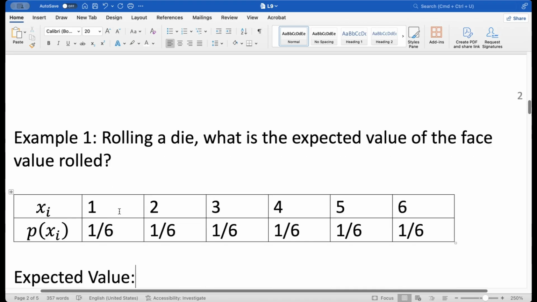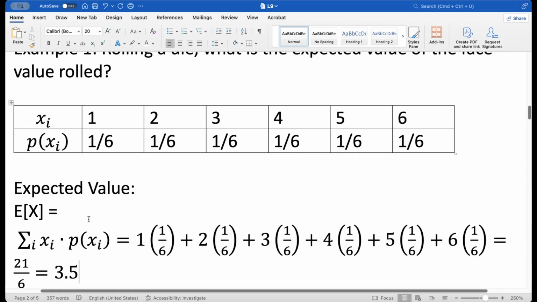So for the expected value, we multiply each of the x values times its corresponding probability. In this case, all the probabilities are the same. So we have 1 times 1/6 plus 2 times 1/6 plus 3 times 1/6 all the way up to 6 times 1/6. Again, 1/6 is constant. It's the same probability for each x value, so we could factor that out. We get a common denominator there. It's 21/6, which is 3.5. So the expected value here for this random variable is 3.5.